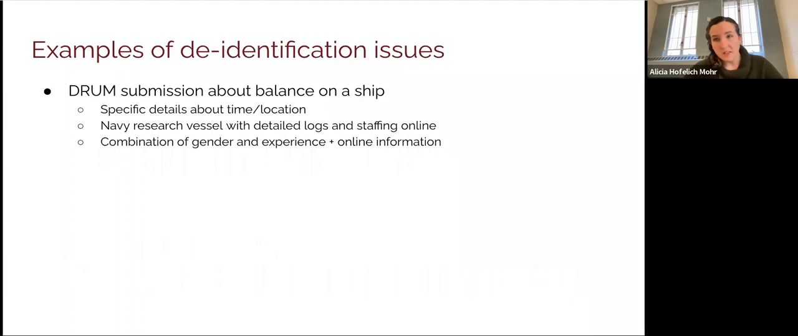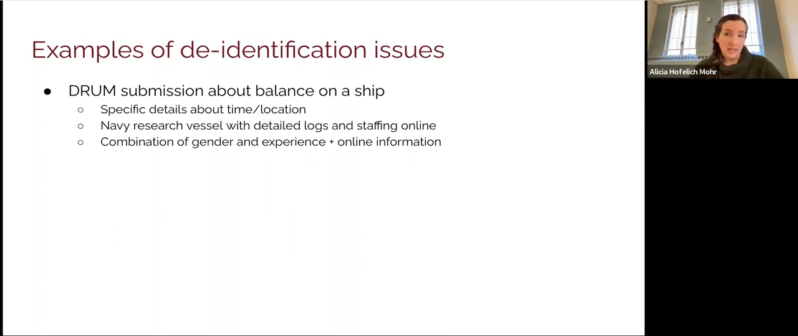Some examples of de-identification issues we've seen in DRUM. So we had one submission that was de-identified, but it was about balance on a ship. They had information gathered from the crew of a ship, and they had specific details in the README file about the time and location of the ship, and this was a Navy research vessel. And so these ships and trips have detailed logs and the staffing available online on that research site's website.